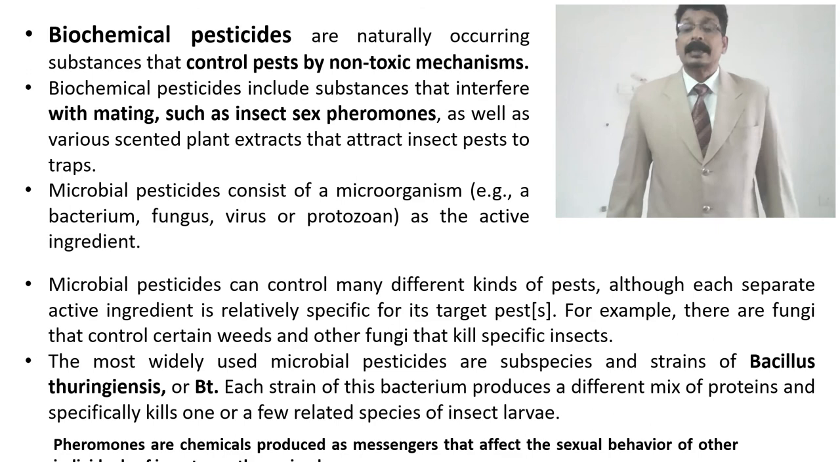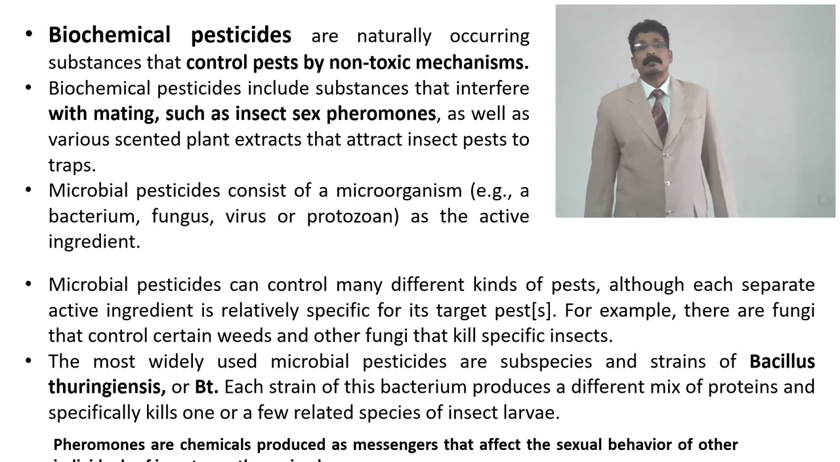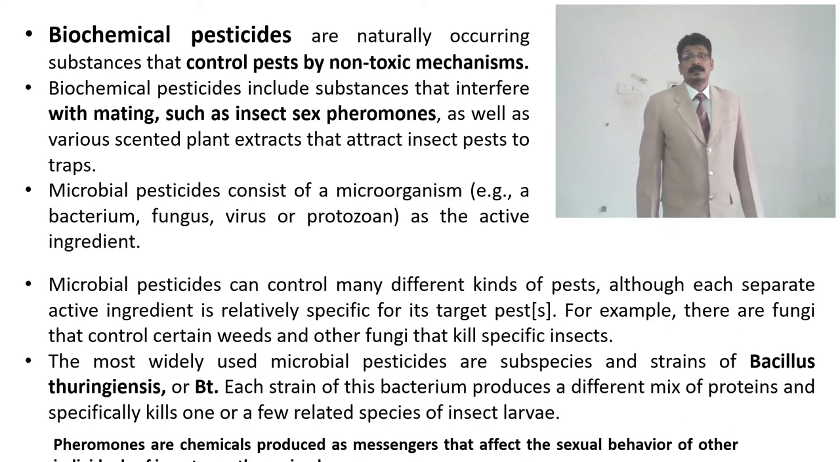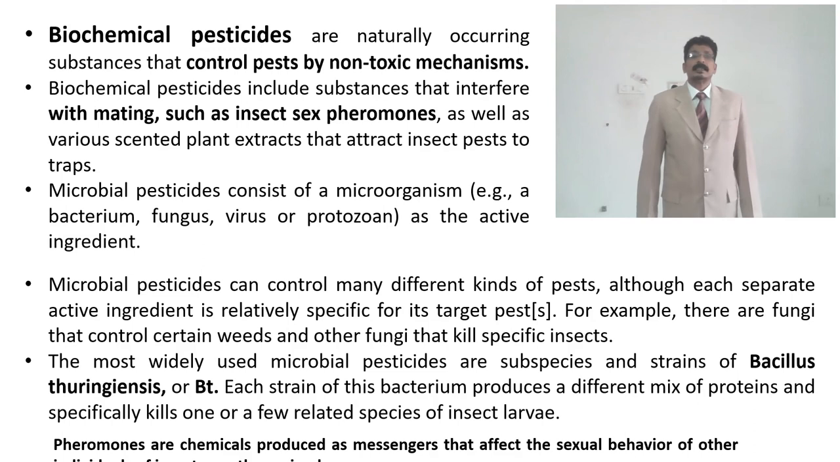Biochemical pesticides are naturally occurring substances that control pests by non-toxic mechanisms. Biochemical pesticides include substances that interfere with mating, such as insect sex pheromones, as well as various scented plant extracts that attract insect pests to traps.